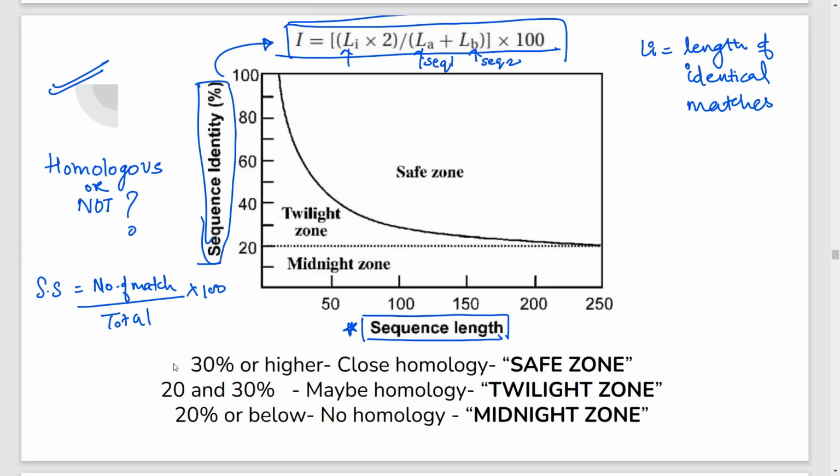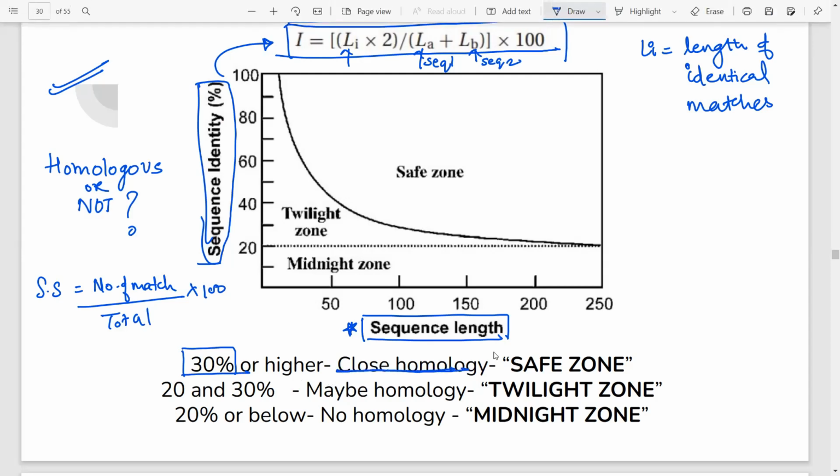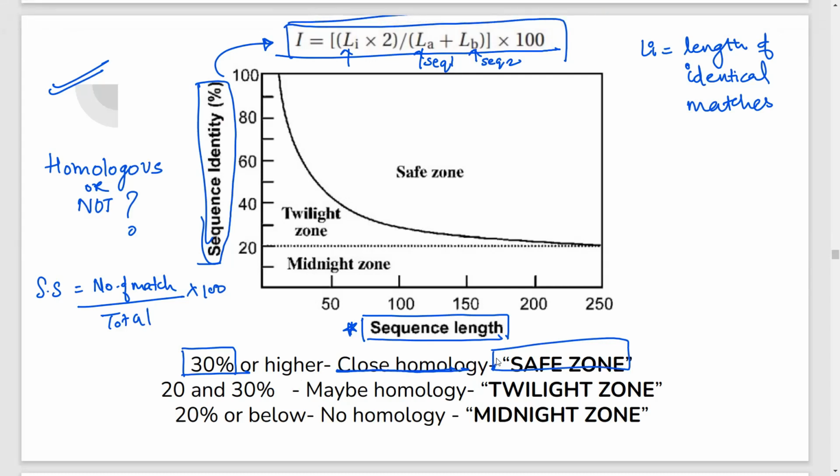So if after calculating the percent identity, you find that the percent identity is 30% or higher, 30% or higher means you can say that they have close homology, and you will say you're in the safe zone. So you can safely predict that these sequences are homologous if they have a 30% similarity or higher. If it is between 20 and 30%, you are in a twilight zone. Twilight zone is may be homologous or may not be homologous. Okay. And if you have below 20% sequence identity, then you are in the midnight zone. That is definitely the two sequences are not homologous.